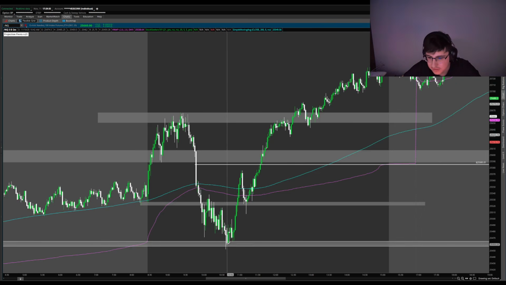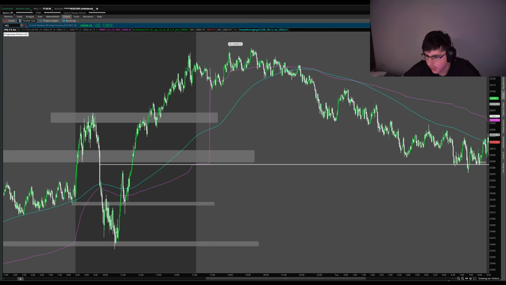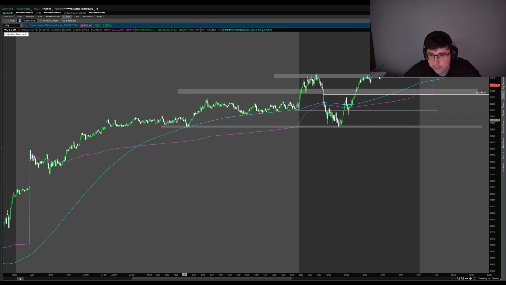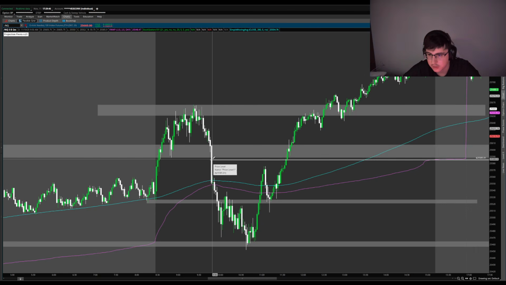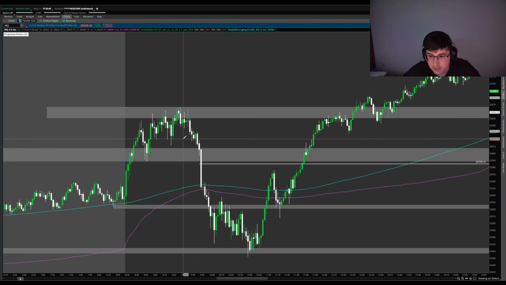Now, look at this. I didn't find this zone from right here. I found this zone from pre-market. Okay. So look what happens with today, right? Let's say we're trading right here. And what could we have done? This is literally the trade I caught yesterday that made me $3,000.